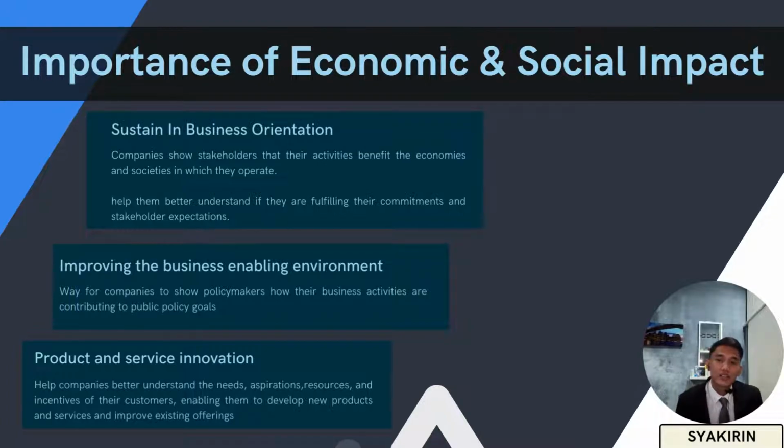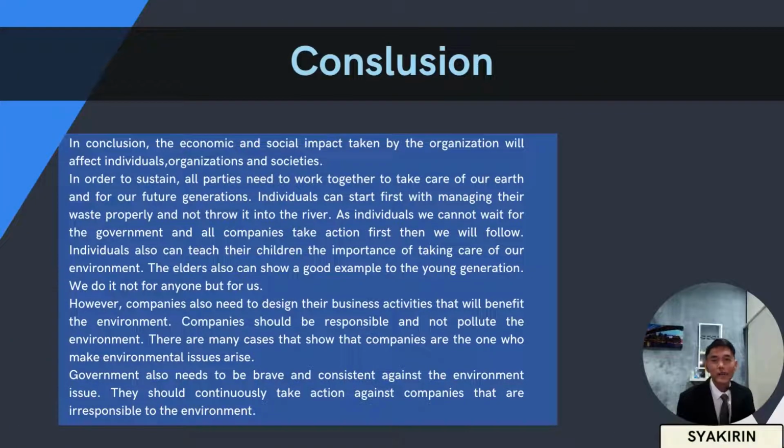Then, product and service innovation. It helps companies better understand the needs, aspirations, resources, and incentives of their customers. It also enables them to develop new products and services and improve existing offerings. In conclusion, the economic and social impact taken by the organization will affect individuals, organizations, and societies.